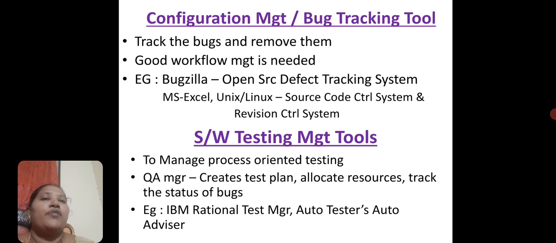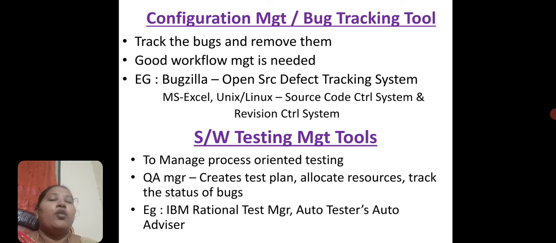The next one is configuration management or bug tracking tools. It will track whether any bugs are available there. If there is any bug available, it will remove them. So it will check whether the configuration is correct, exactly matching whatever is needed, whether the configuration is satisfied in that system. If something is missing and you are connected to the internet, that will be automatically included into your configuration management, and if it finds any error there, it will be automatically removed.